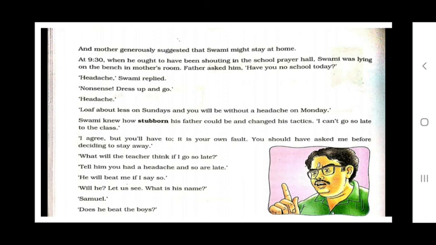Mother suggested he stay. And what about father? So he just forced him. He wanted him to go to school, and he got very scornful. He shouted at him, and he told him not to loaf or wander on Sundays, so that he won't have any headache. And he forced him to go to school. And now Swami changed his tricks. He said that he can't go late to school because he will be punished. And now he found the father is very curious to know about it. And what's the name of the teacher who beats the children when they go to school late? It's Samuel. And whether he really beats or not, or what happens, we'll read in the next class.